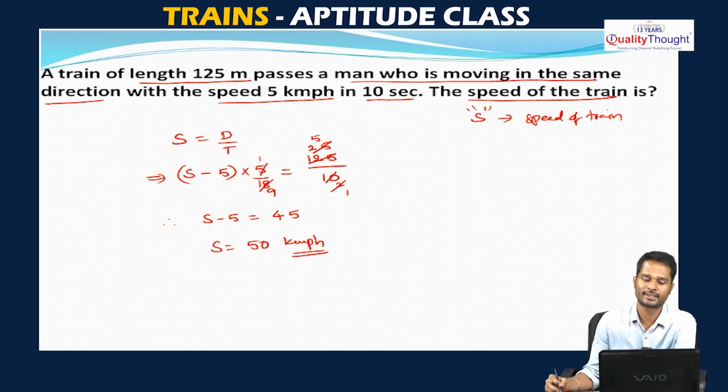So, a simple question: a train and a person are both moving in the same direction, and we need to find the speed of the train. The speed of the person is 5 kilometers per hour. So S minus 5, as both are moving in the same direction, as per relative speed, subtract them. S minus 5 is equal to the length of the train, which is nothing but the distance, 125, by 10 seconds, which is the time. As this side is in meters and seconds, convert the speeds also into meters per second by multiplying with 5 by 18. Simplify, so S minus 5 is equal to 45. So the speed of the train is 45 plus 5, that is 50 kilometers per hour.